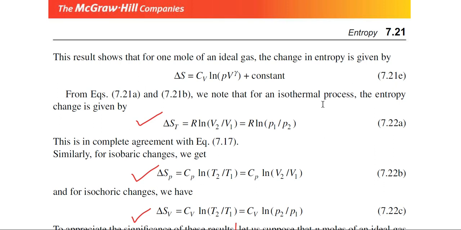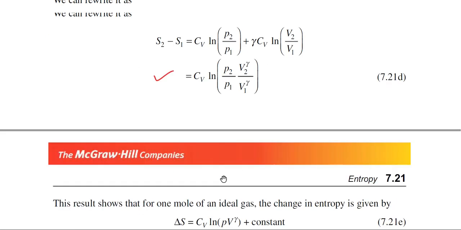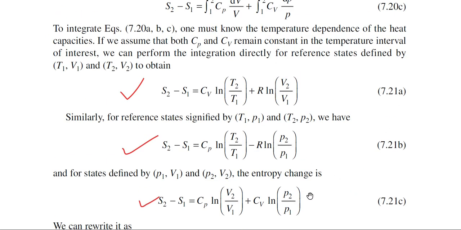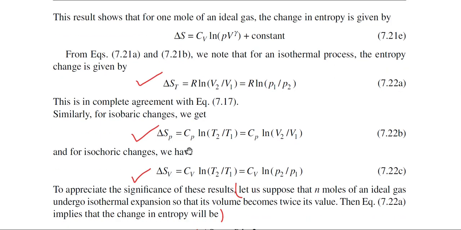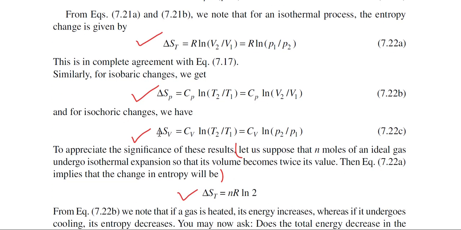Similarly, if the process is an isobaric one, then again from these particular formulas, if you consider the isobaric process, then delta S can be written as Cp ln T2 by T1 or Cp ln V2 by V1. For isochoric, where volume is unchanged, this formula can be used.